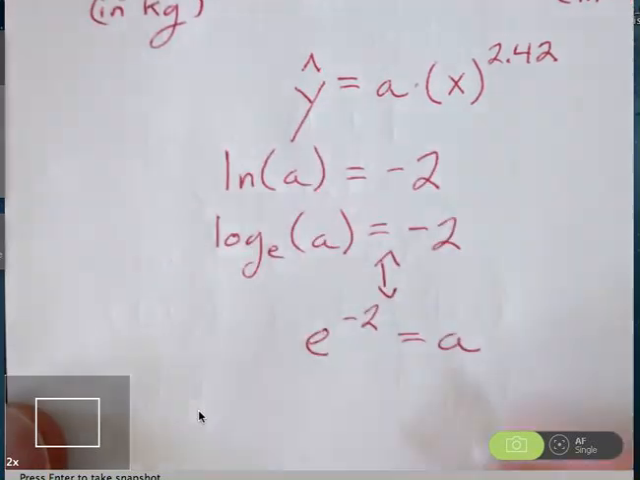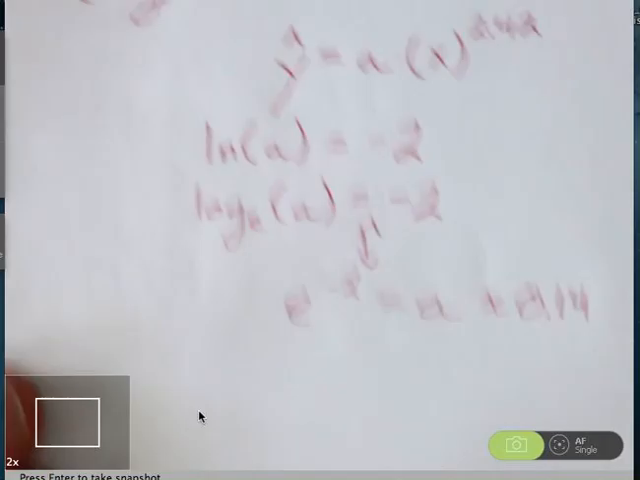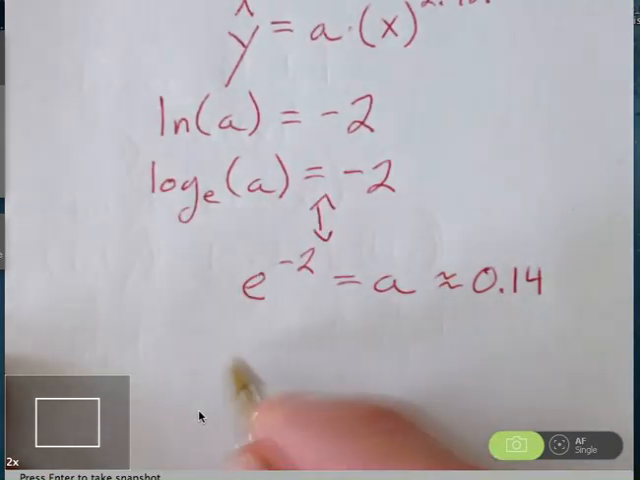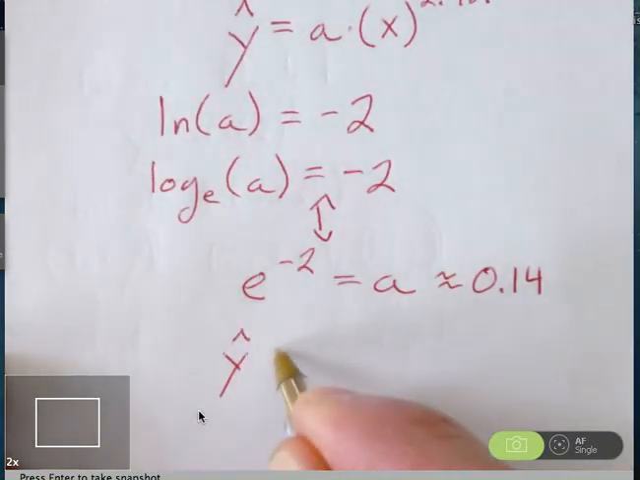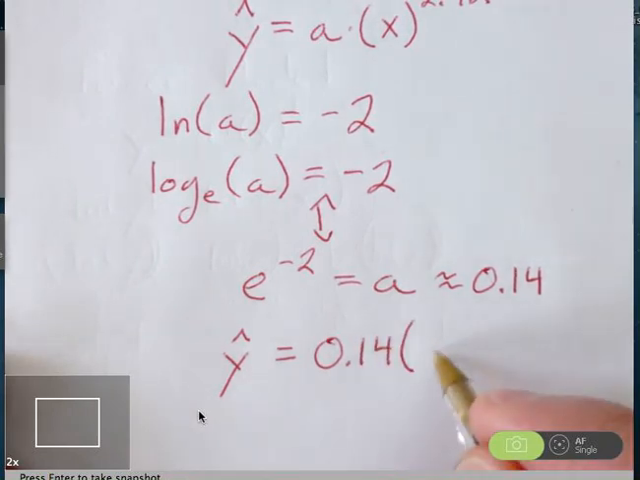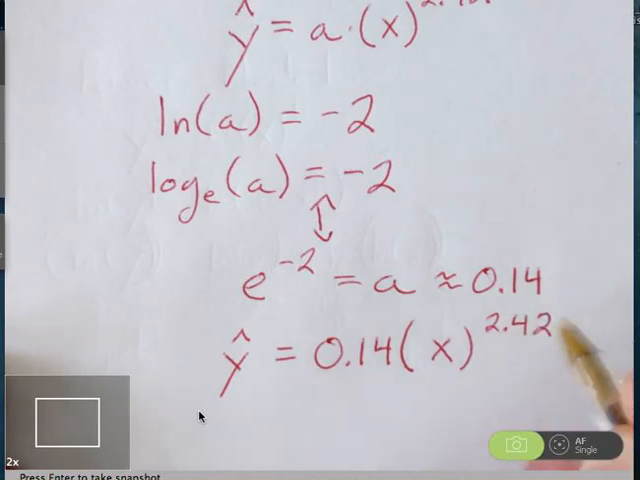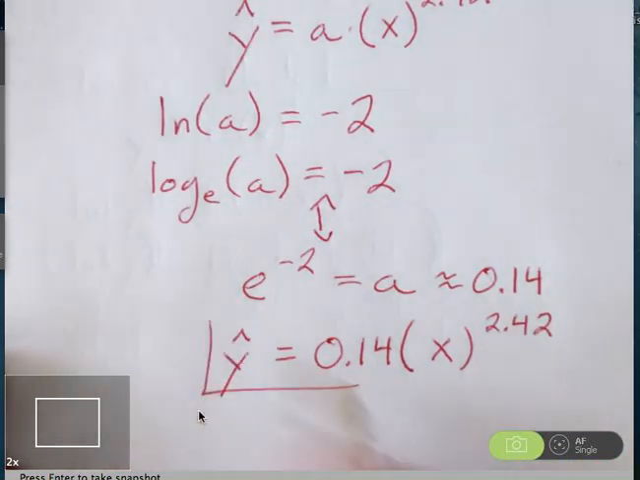So now I have my 0.14. Now I have my power model. I'm done. My predicted biomass in kilograms is equal to 0.14 times the diameter in centimeters to the power 2.42. So that is the answer to part A right there.